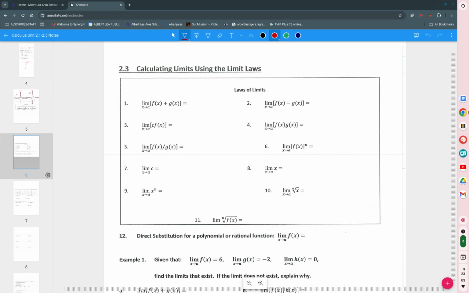Algebraic approach. You guys miss algebra, don't you? Yes. Yeah, so let's get to the algebra piece. Today you're going to get into the thick of algebra.